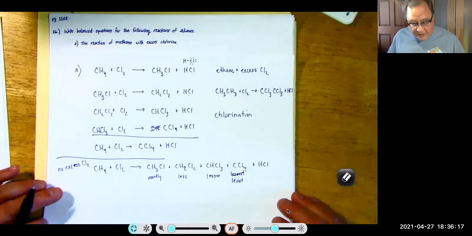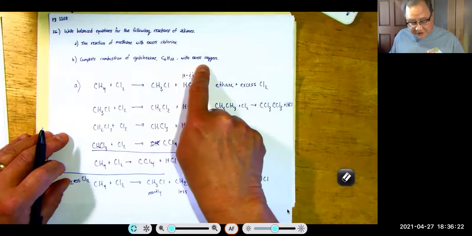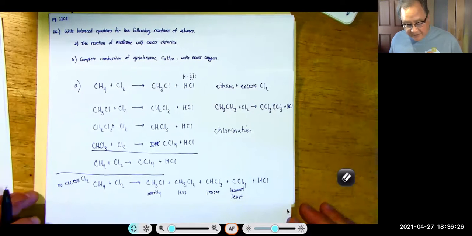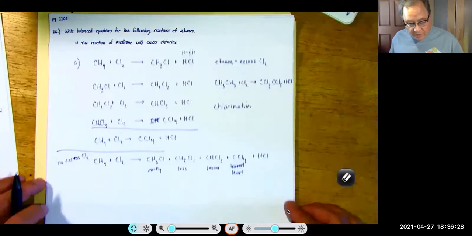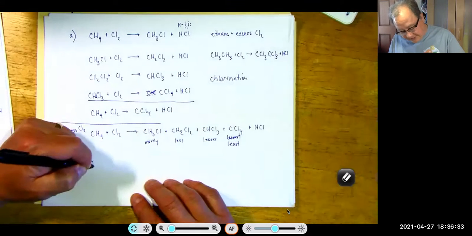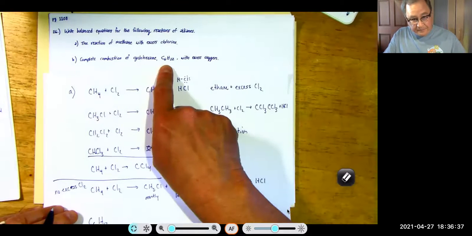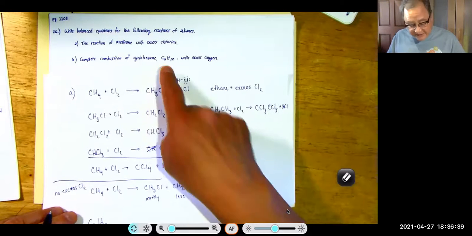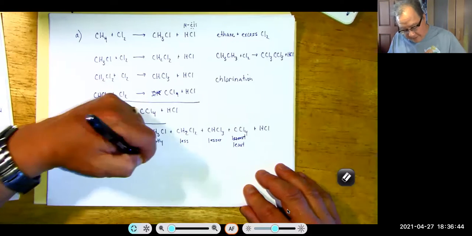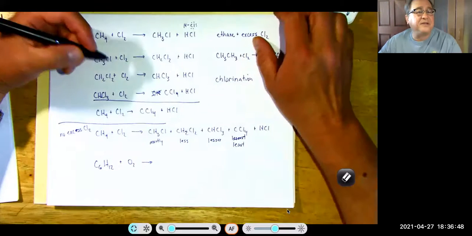Okay, let's look at the next one. Complete combustion of cyclohexane with excess oxygen. Now for this one, I don't think we want to do any sort of a drawing. We just want to write the balanced reaction. So C6H12 with excess oxygen. So what does that mean about our cyclooctane? Will all of it react or just some of it?